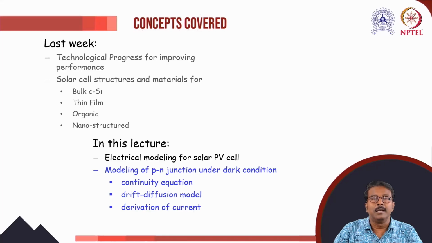In this lecture, we will focus on electrical modeling for solar photovoltaic cell. First we will describe the modeling of PN junction under dark condition, considering the continuity equation and the drift diffusion model, and we will derive the current in a diode under dark condition.